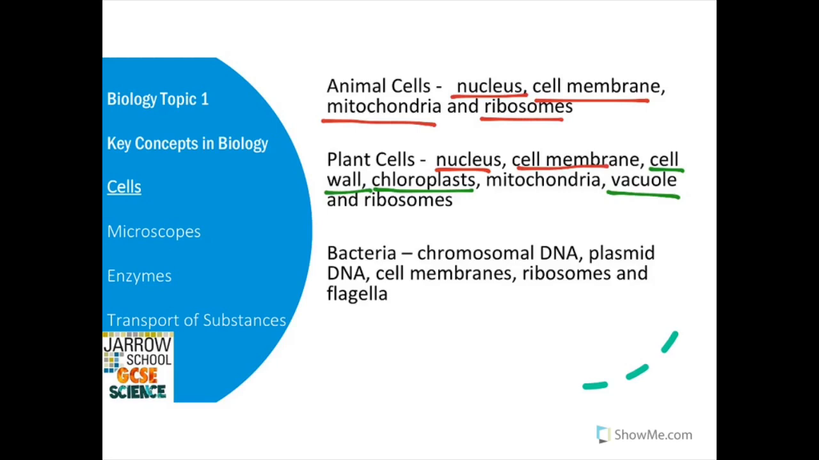Bacterial cells are a little different from plant cells and animal cells in that they don't have a nucleus, so their genetic material can be in the form of either chromosomal DNA or plasmid DNA. Bacterial cells also have cell membranes and ribosomes, and some bacterial cells have a structure called a flagella, which is responsible for propelling or moving the bacterial cells.